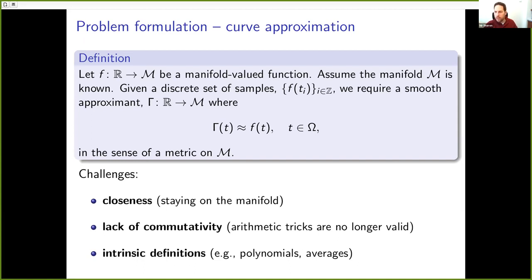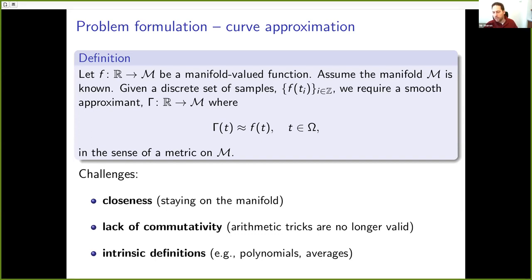So I don't want to get, for example, a path that goes 2 or 3 meters up into the air or goes 2 or 3 meters down into Earth. I want to stay on the surface. So one challenge is this closeness. Okay, so we would like a function that really gets the manifold values.